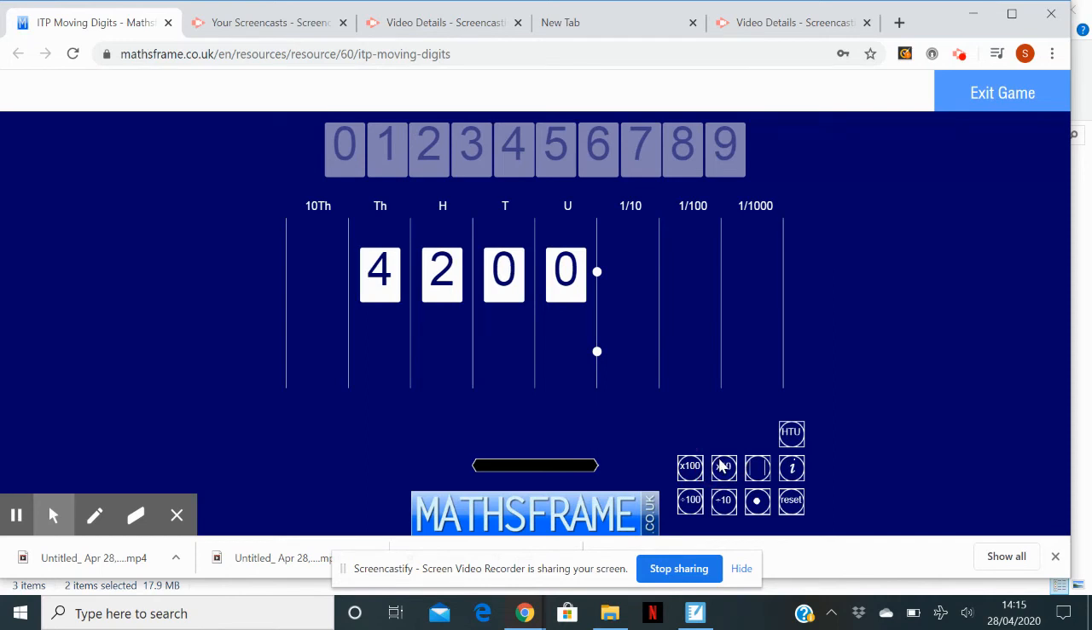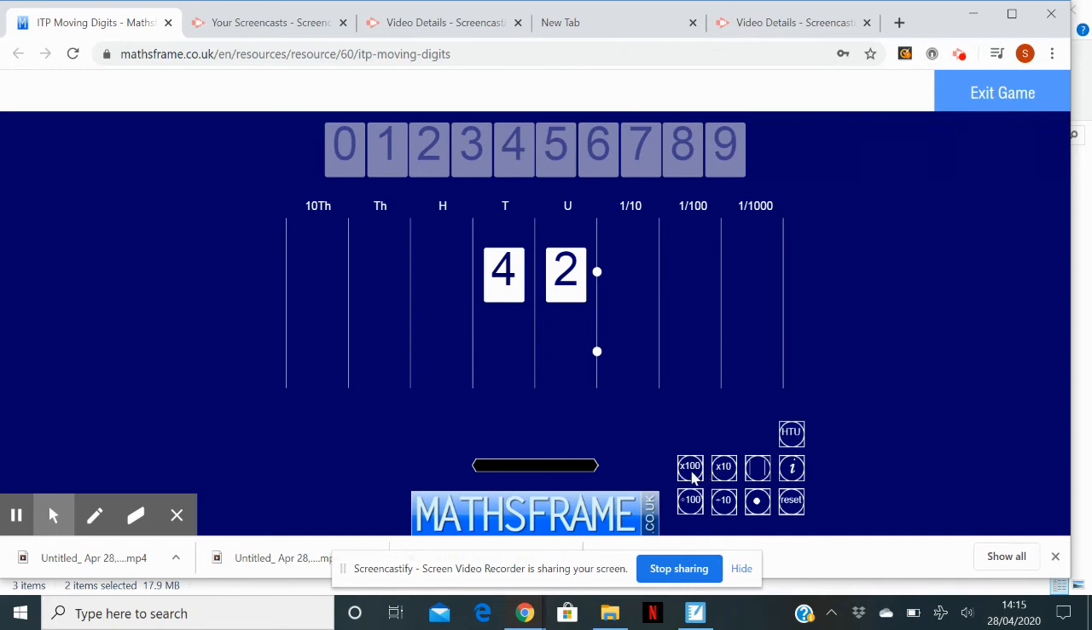So multiply by 10, the digits move up one place value column. So my 4 is now 4,000, my 2 is now 200, and I have zeros in my empty columns to keep the place value, so that I know this is a 4,000. I know this is 200. So 4,200. Okay, let's bring it back down to 42. So timesing by 10 means all the digits move up one place value column.